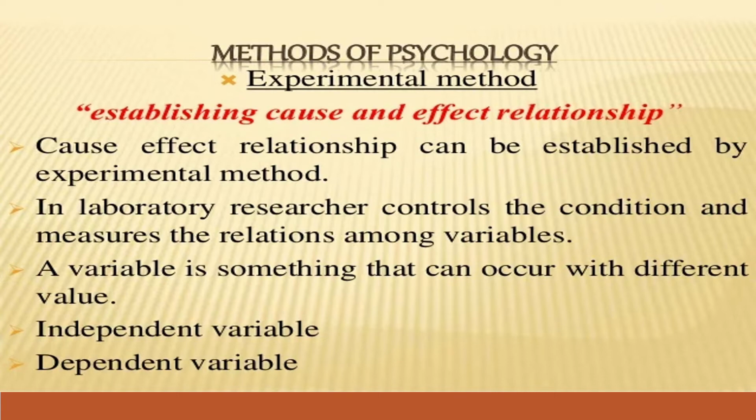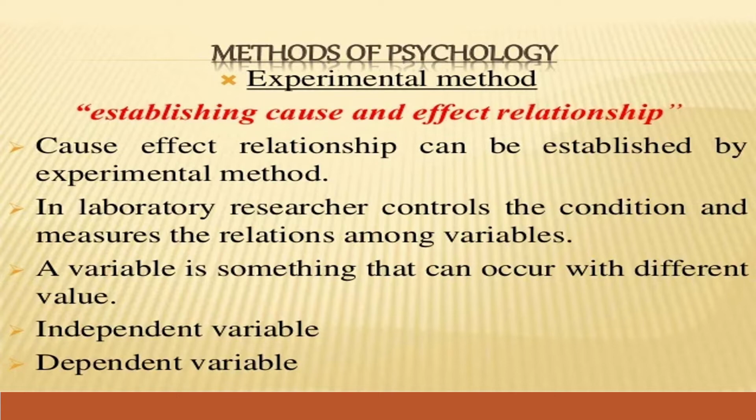Then next is the experimental method. In the experimental method, a cause and effect relationship is established. In this case, we are doing our experiment, so a cause-effect relationship can be established by the experimental method. In laboratory research, we control the conditions and measure the relation among variables.